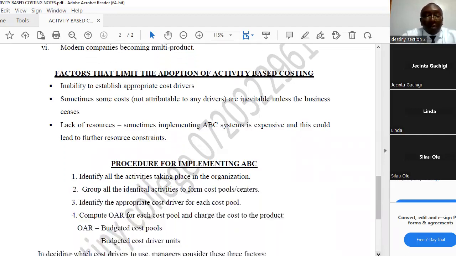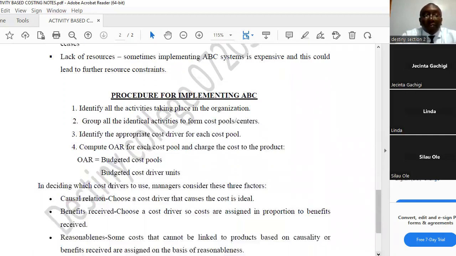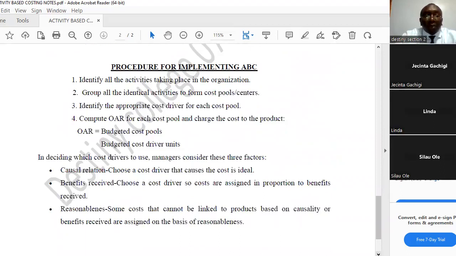And now finally, we have what we call the procedures of implementing ABC. Number 1, you identify all the activities that are taking place in the business. But for your case now in the exam or in the questions that you're going to solve here, the examiner has already identified the activities for you. But if you are doing it in practice out there, you need to identify those activities. You bring them together. When you group them together, they form what we call the cost pools or the cost centers. And then you identify the appropriate cost driver for each cost pool. You get to know what drives the costs in each of the cost pool.